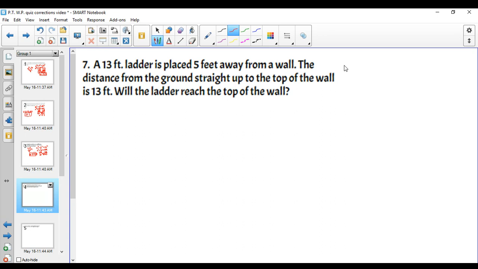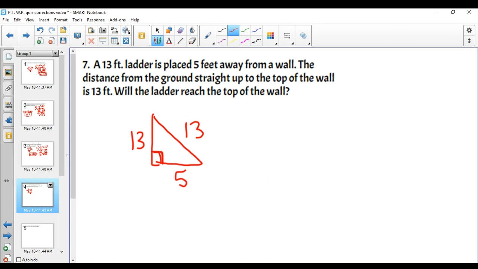Okay, so first we will always want to draw a picture so we can visualize what's happening. It says that the ladder is 13 feet. Here's our ladder. It's placed 5 feet away from the wall, so it's 5 feet away from the wall. And then it says the distance from the ground straight up to the top of the wall is 13 feet.